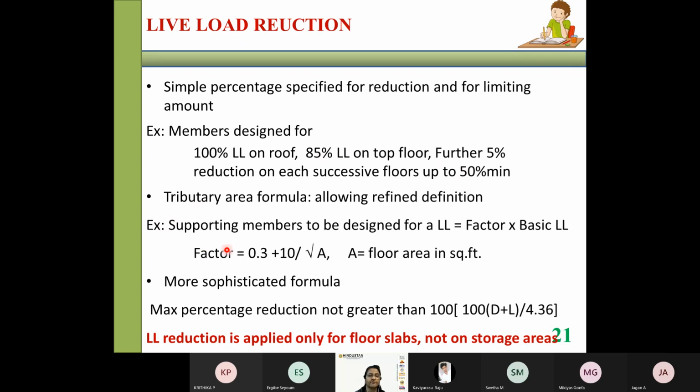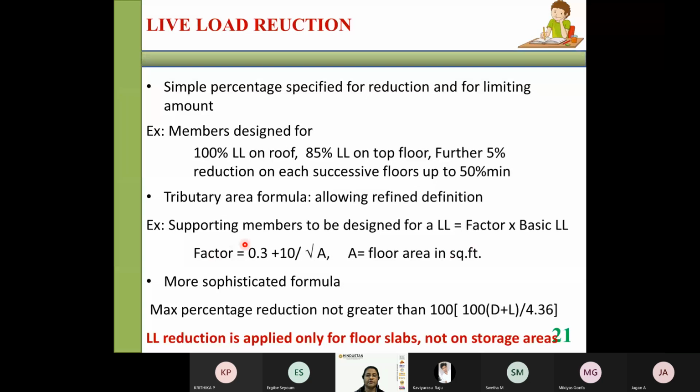Then we can have some other formula, which can be used for supporting members. Supporting members to be designed. Which are the supporting members? These are the main members: your slabs, beams, etc. Partitions or other elements just supporting your main elements.